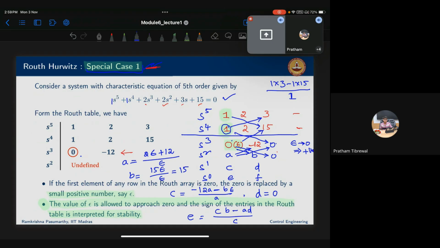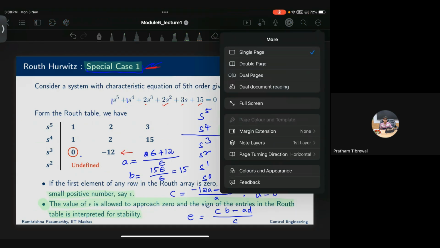Now this term, A term. What is A term? Let me add, it is our this: 2 epsilon plus 12 upon epsilon.